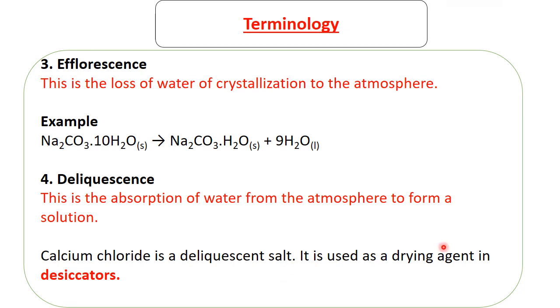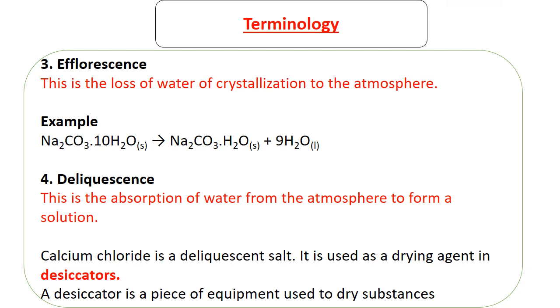Because of that, it is used as a drying agent in what is called a desiccator. A desiccator is an apparatus that is used to dry substances. So if you have put something that is wet, that has water, in a desiccator, then the water is going to be absorbed from it. Calcium chloride is used because it has a property of absorbing water. So this is all about deliquescence. Like I said, the desiccator is just a piece of equipment used to dry substances.